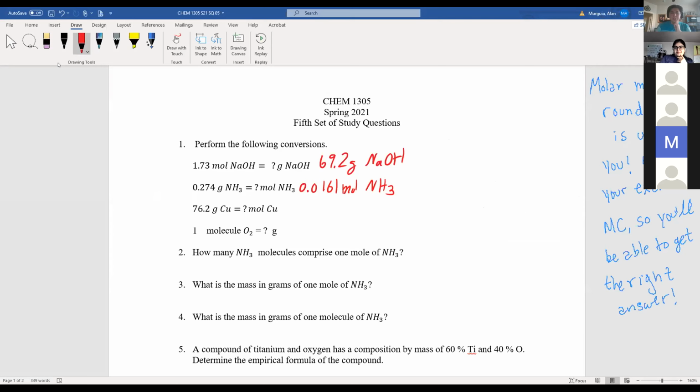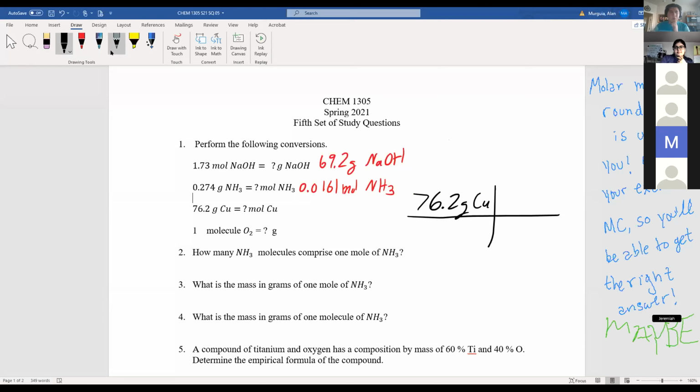So on to the next one, which is copper, where we have 76.2 grams of copper to moles of copper. So what do I need to do to convert that, given what we've just been doing so far? Divide by the molar mass again. And what is the molar mass of copper? 63.55.